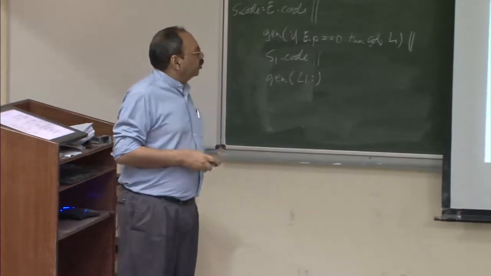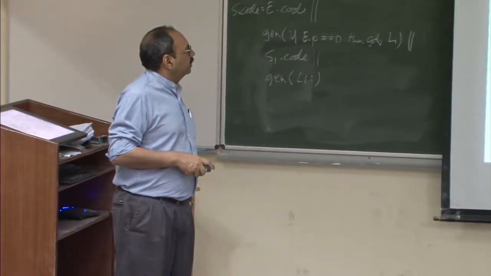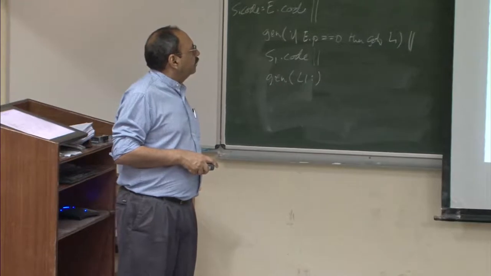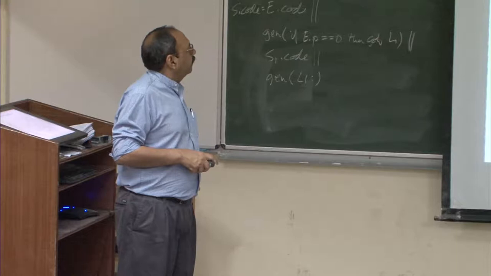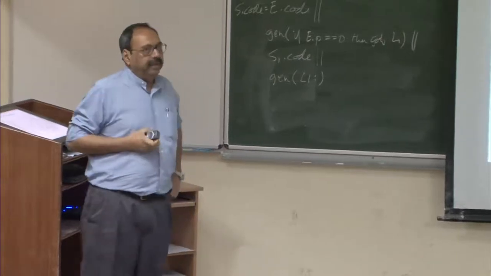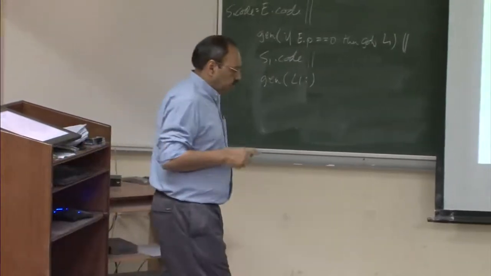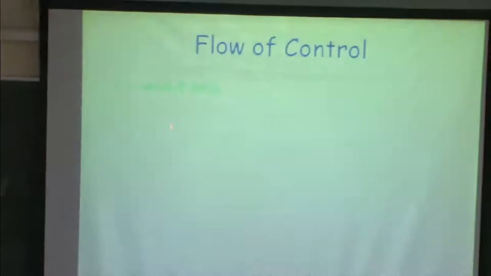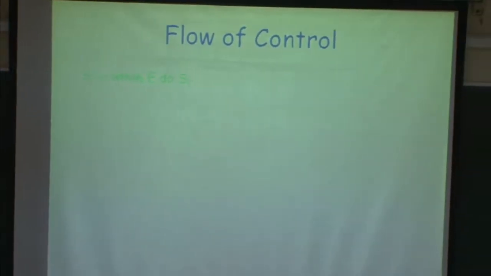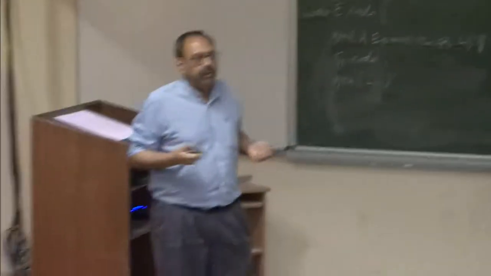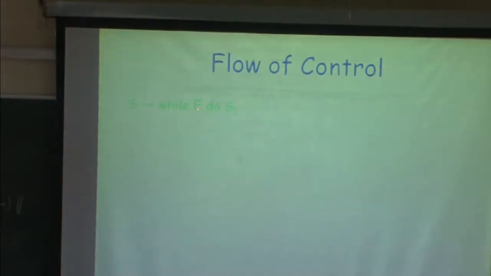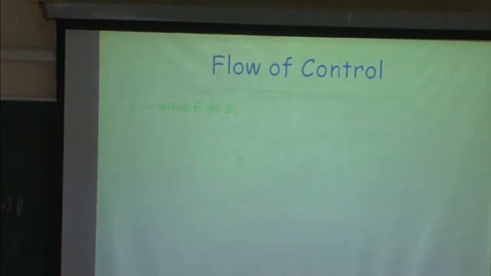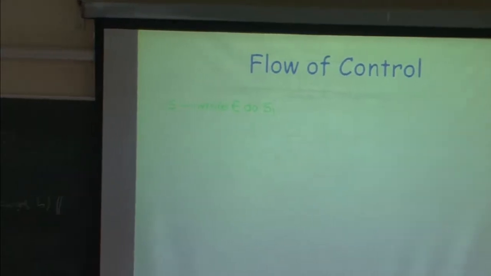Let's go back to what we just skipped, which was the while statement. Let's look at that, and then I'll address the issue we just raised. Now, how do I generate code for a while statement? What is the schema? What is the semantics for this? First I must generate code for this condition, and if it is true, then I jump and execute S1. After S1, what do I do?